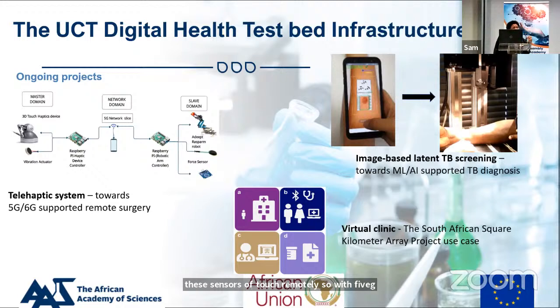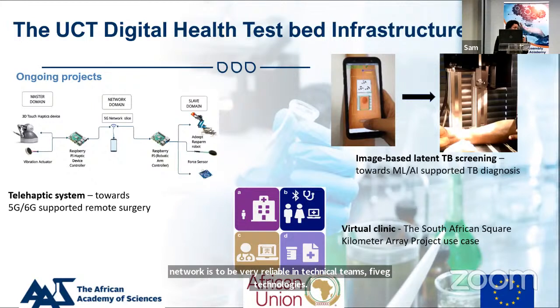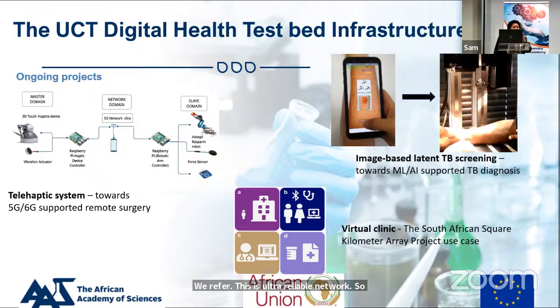One of the key requirements for such technologies is that the network has to be very reliable. In technical terms, in 5G technologies, we refer to this as an ultra reliable network. So 5G and 6G can enable this. We just need to develop the system. On the other end of the system is the robot, which we assume would be on the other end of the system.